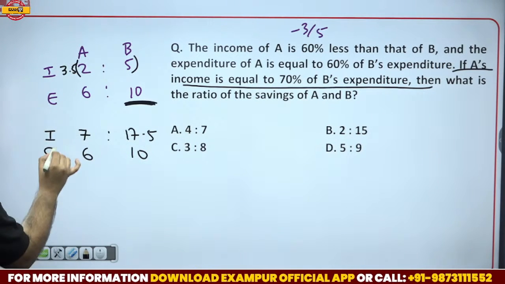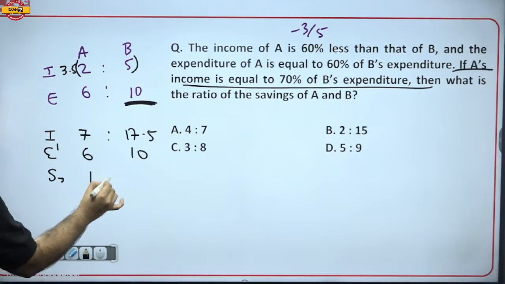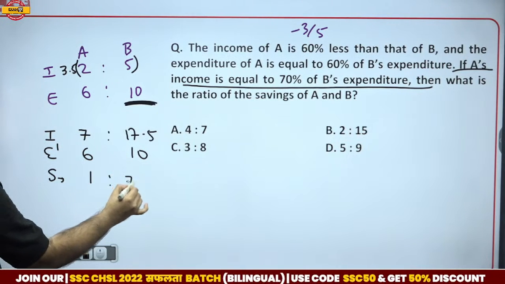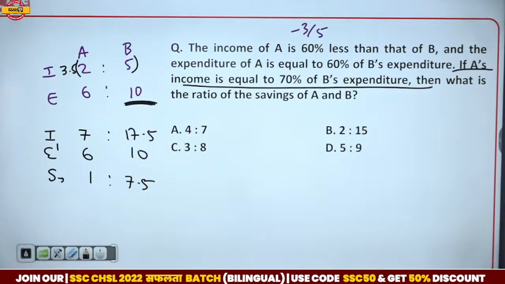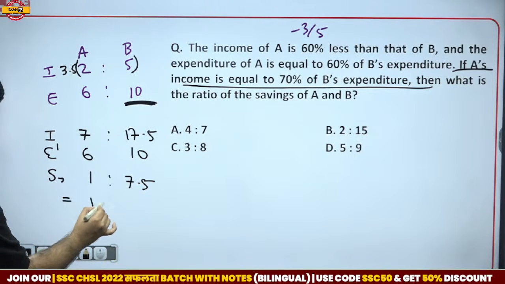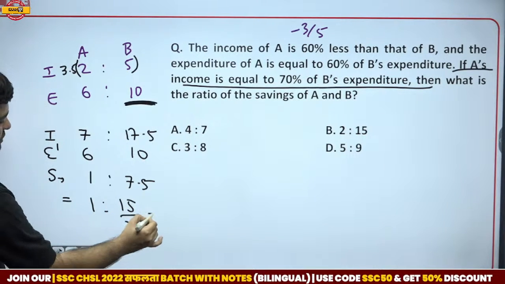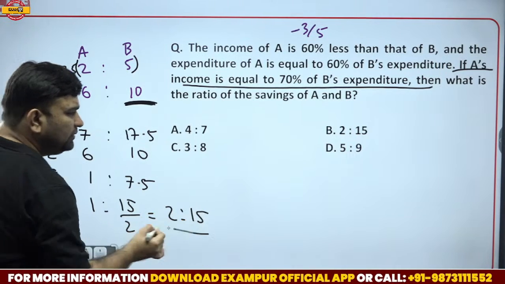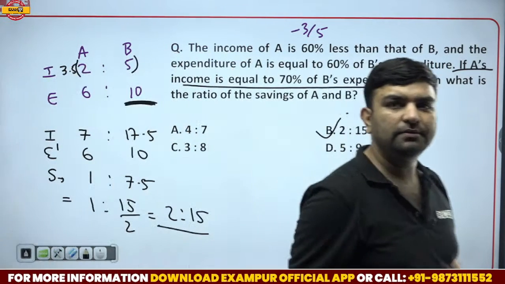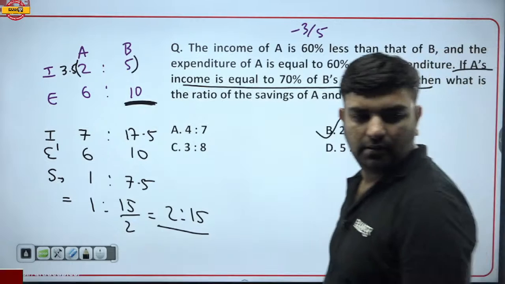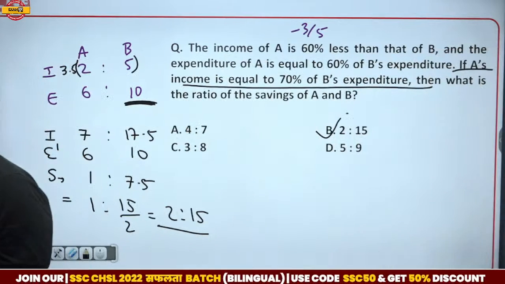So saving is income minus expenditure, 1 ratio 7.5. 7.5 is 15 by 2, so 2 ratio 15. I think cool. Question was pretty cool. What do you say, my dear?